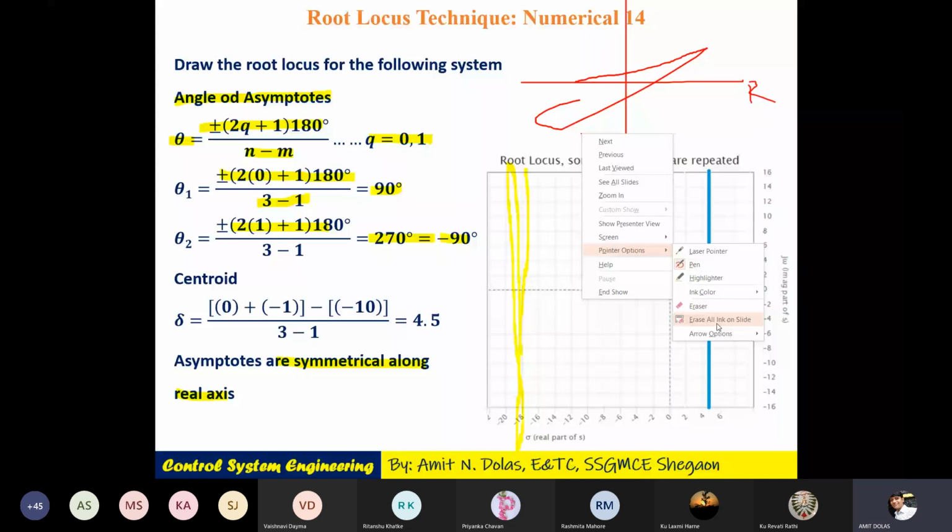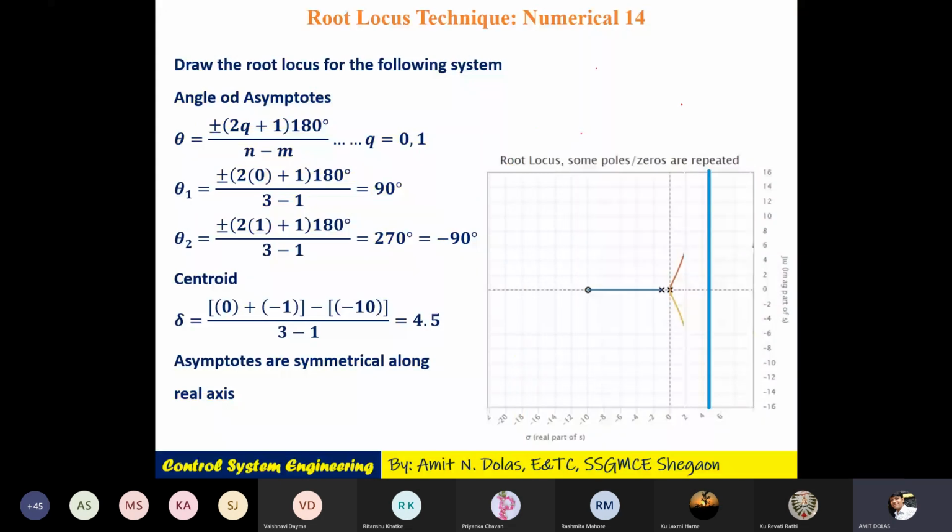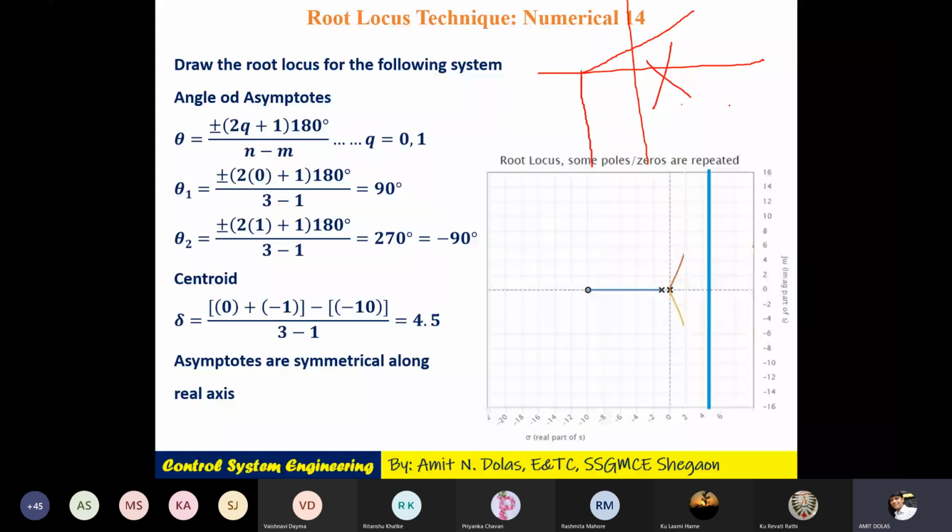So on the real axis, suppose the centroid is here, and one asymptote is going like this, and another asymptote is like this. This will never happen. Those are always symmetric to the real axis. Please remember, if you get one angle, say 45 degrees, your other angle must be minus 45. So these are the two angles that we obtained here.